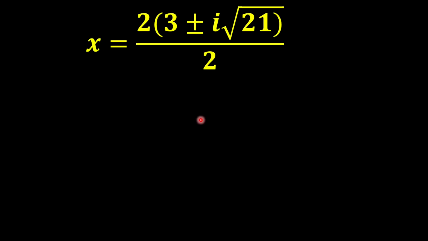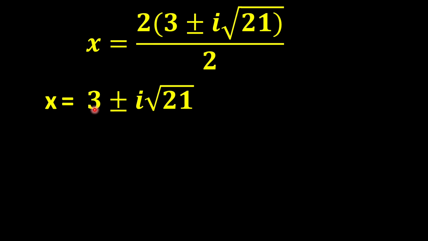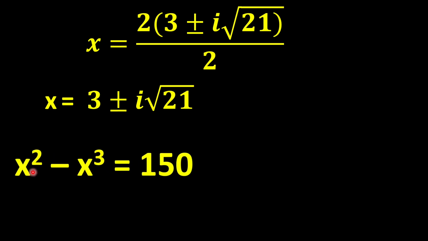And now we will take 2 common from the equation, so this will become 3 plus minus iota under root 21 divided by 2. And now we will cancel this 2 with this 2, so overall the equation will become x equal to 3 plus minus iota under root 21. So this was our question, x square minus x cube equal to 150.